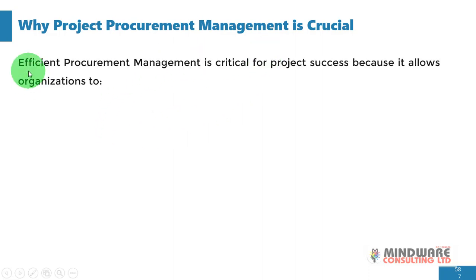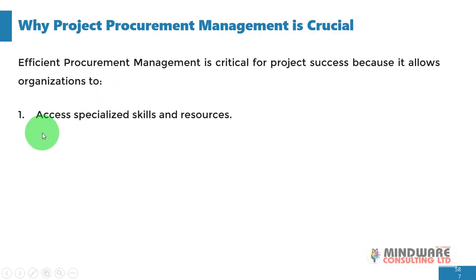Now, efficient procurement management is crucial for project success because it allows organizations to, number one, access specialized skills and resources. Projects vary. We have different kinds of projects across different sectors and industries, so each project is going to require different types of skills and resources. One of the things procurement management will help you do is access specialized skills that are going to be in tune and in line with your project requirements.